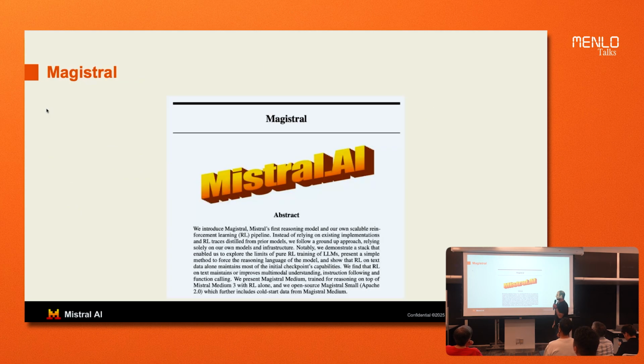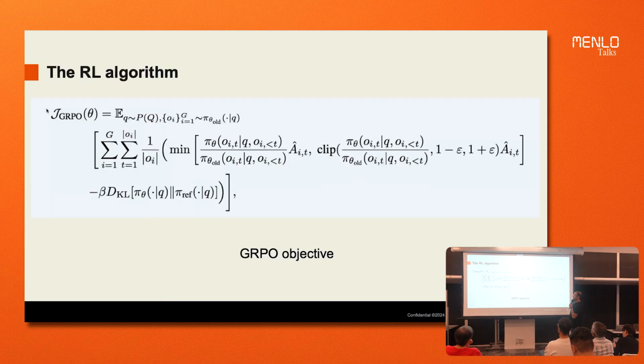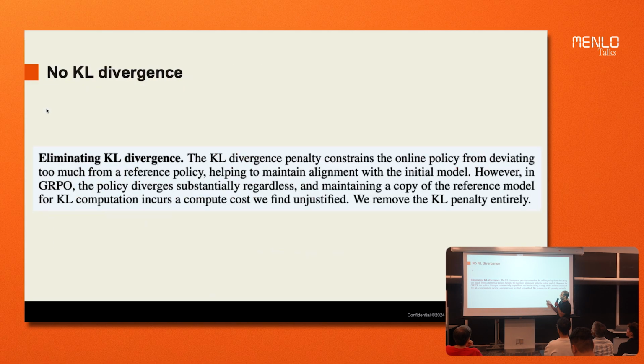So this is the Magistral paper. This is our reasoning model. The paper is online, so feel free to read it. I will go through the steps that we present in the paper, all the details of our pipeline. Let's start with the reinforcement learning algorithm that we used for reasoning. But before we do this, let's go to another slide, and then I'll come back to this one.